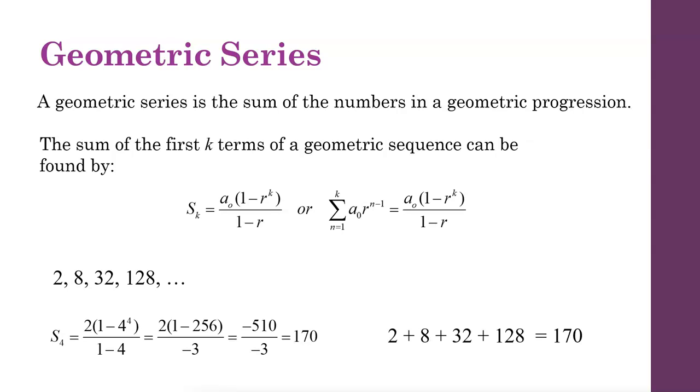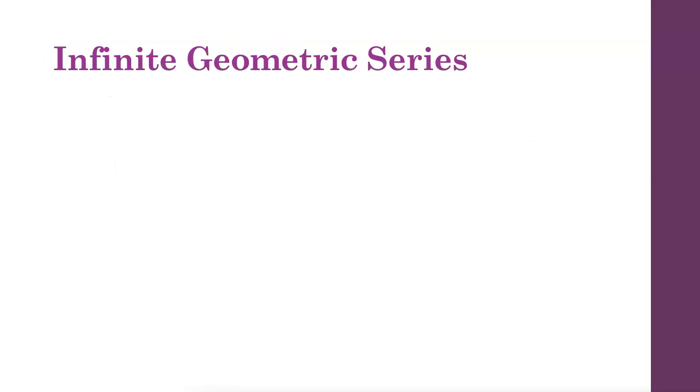An infinite geometric series would be what we would get if we kept adding all the terms in the geometric sequence. So we don't stop after the 4th term, we keep adding all the terms. And here's an example of the sequence we were looking at earlier: 2, 8, 32, 128. And if I keep adding the remaining terms, 512, 2048, on and on, we clearly see that this series will diverge. That means it doesn't give us a finite answer because the terms keep getting bigger.